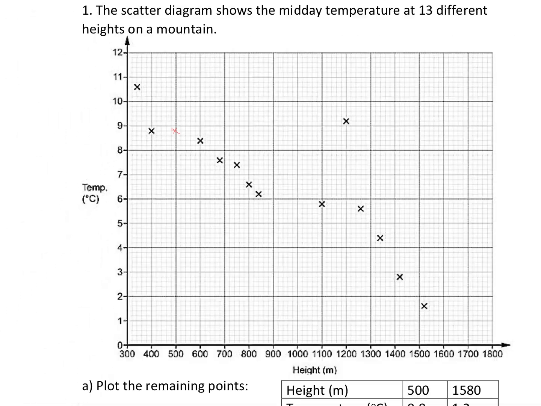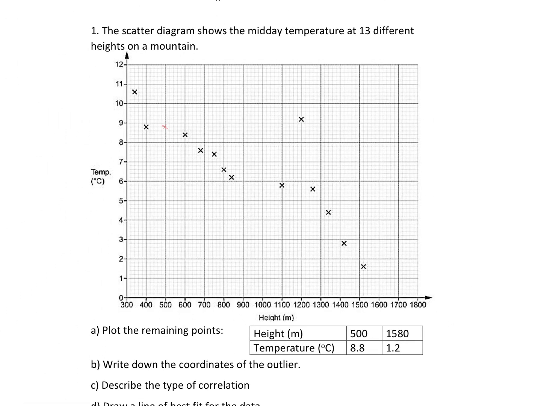And the other one is 1,580, 1.2. Now on this scale, we've got 5 squares as well, and that's worth 100. So each square must be worth 20. So 1,580 is 20 down from 1,600 here. We need to go up to 1.2, which should be there.